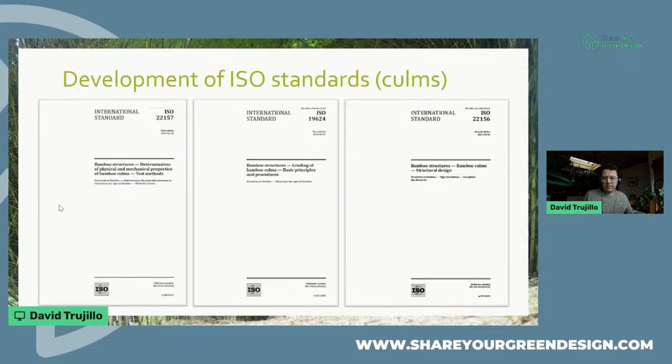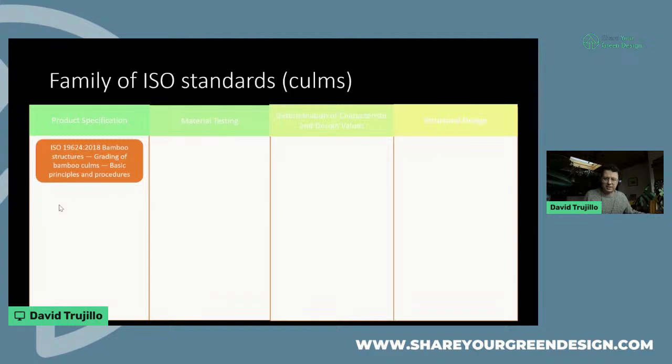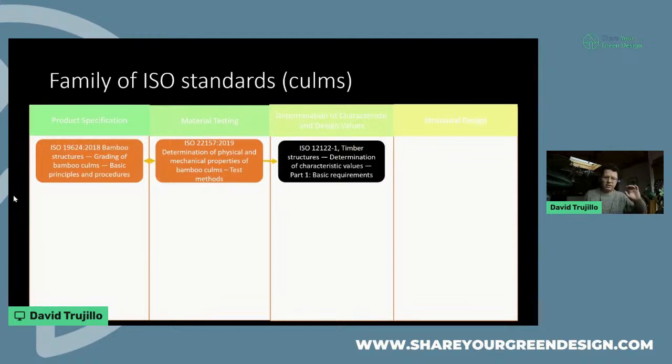For columns, as I said, we have these three standards. And the idea is that they fit into a suite of ISO standards for columns, where we have product specification, we have material testing, and we have a means to determine characteristic values. We didn't want to write a standard around some statistical methods for bamboo. It would be possible to just copy and paste the approaches used for timber. So we said, let's make our life easier, and we borrowed some timber standards for things that are not unique to bamboo.